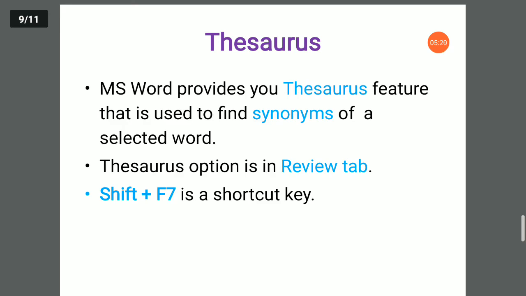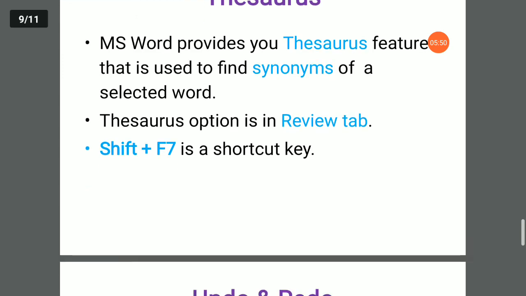Thesaurus. Now what is thesaurus? MS Word provides you a thesaurus feature that is used to find synonyms of a selected word. Now what are synonyms? Similar words, just like a similar word of big is large. Okay. The thesaurus option is there in the Review tab. Shift plus F7 is the shortcut key for using thesaurus. Okay.